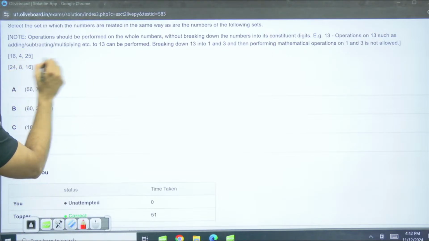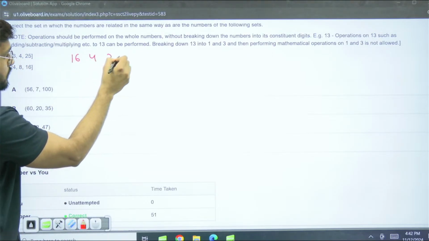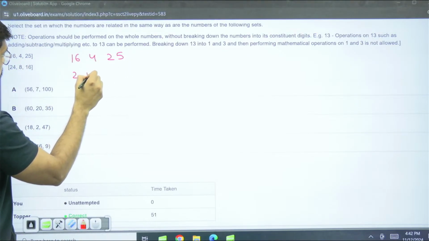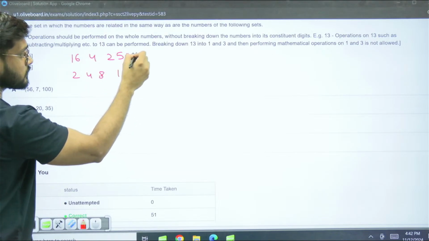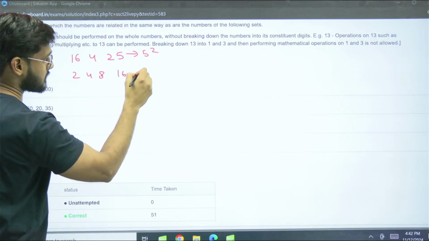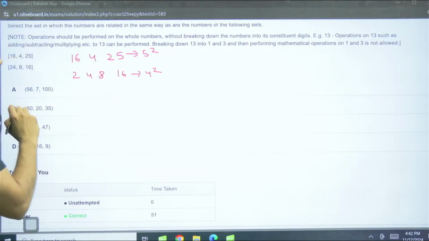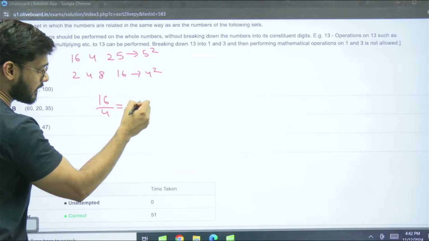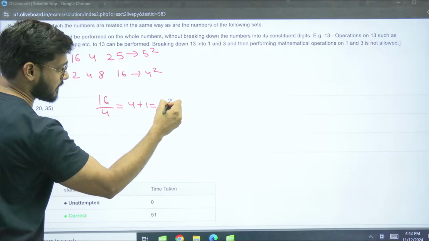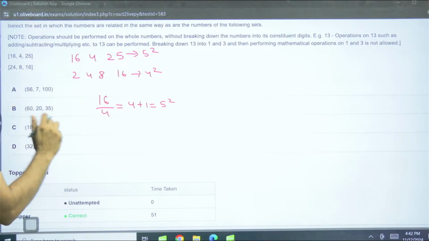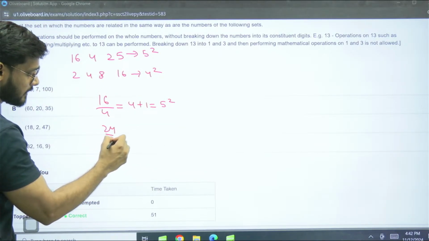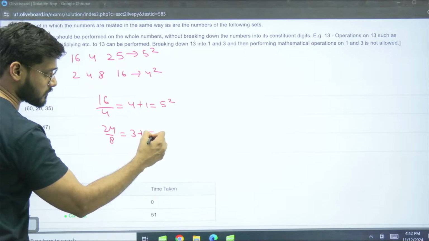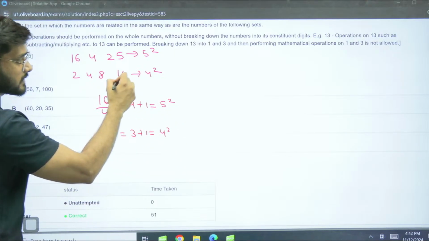We are given 16, 4, 25 and 24, 8, 16. This 25 is 5 square and this 16 is 4 square. How can we get this 5? If I divide 16 by 4, I get 4, and 4 plus 1 is 5, and 5 square. Applying the same logic here, 24 divided by 8, we get 3. 3 plus 1 equals 4, and 4 square is 16, right?